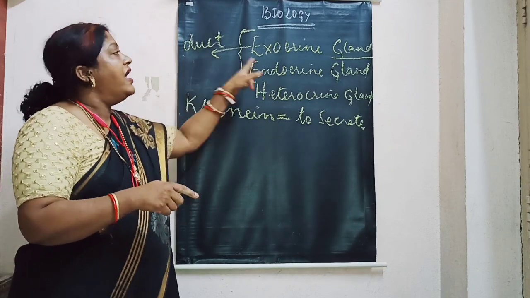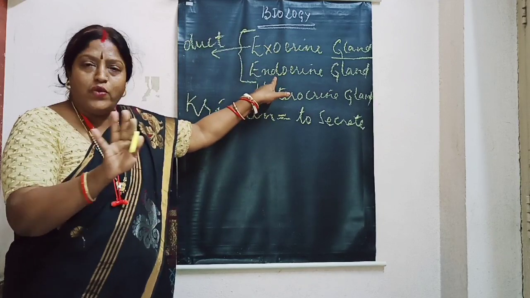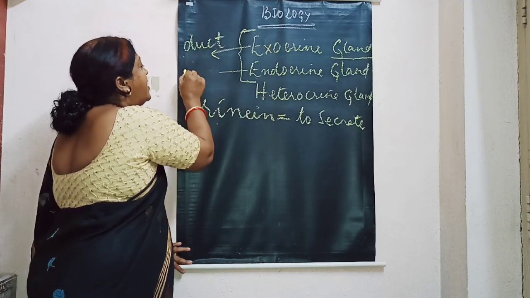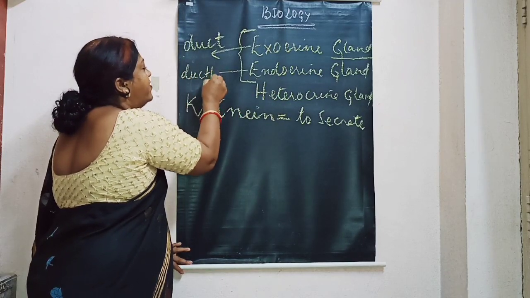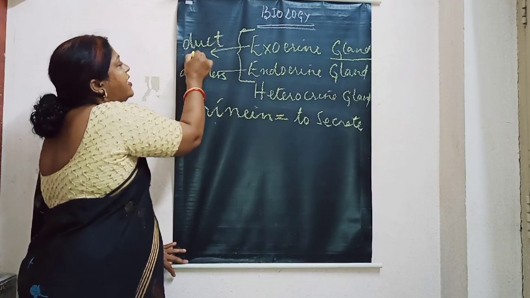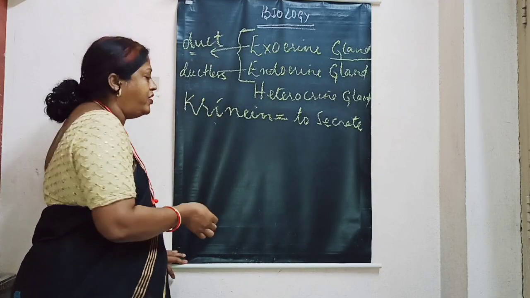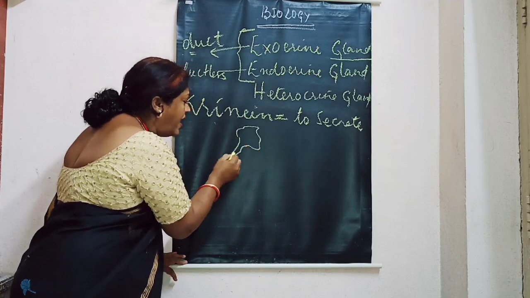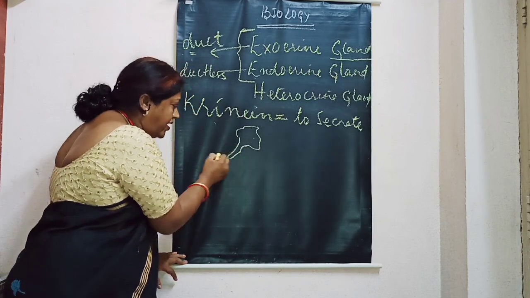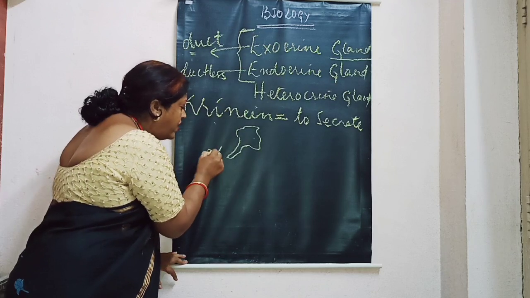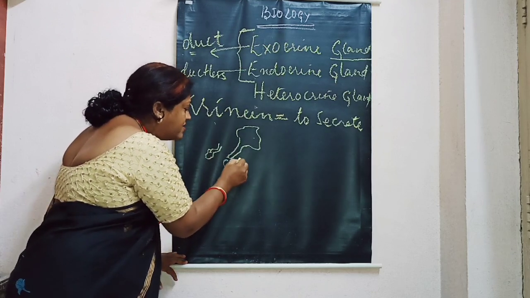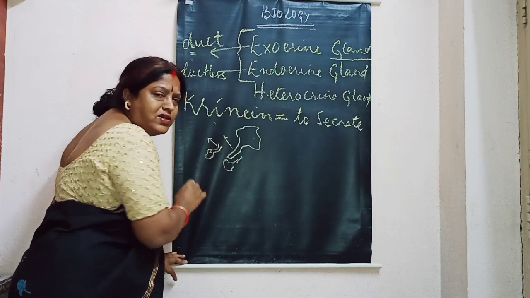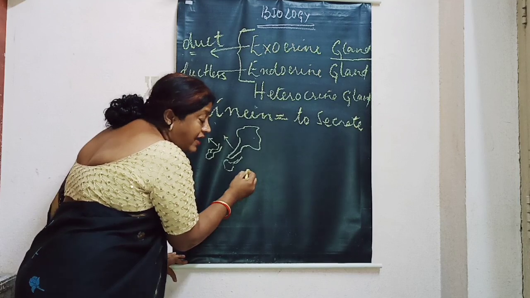Whereas endocrine glands do not have ducts, so they are also called ductless glands. Ducts means tubes. For example, this is the parotid gland, and this is its duct. Similarly the sublingual gland and the submandibular gland. All these have ducts. And then the pancreatic gland we mentioned.